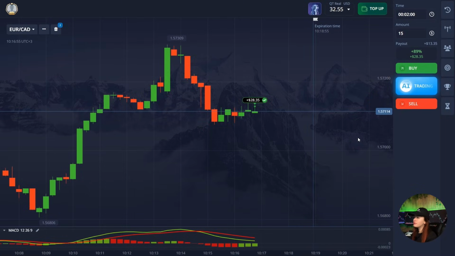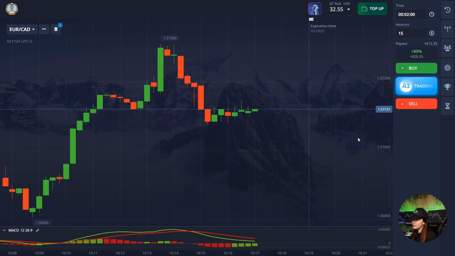As you can see, the price fell into the consolidation zone, but at the same time our deal closed below the entry point. Guys, I managed to make money here, and let's continue our trading session.